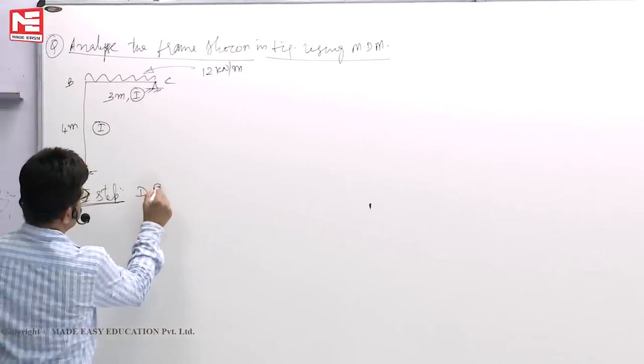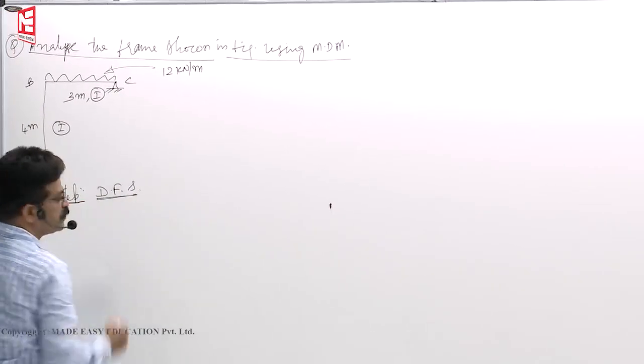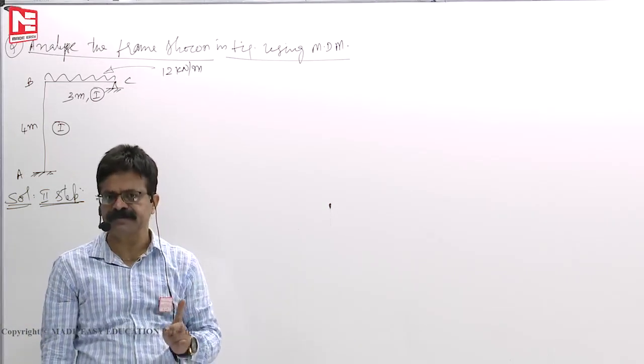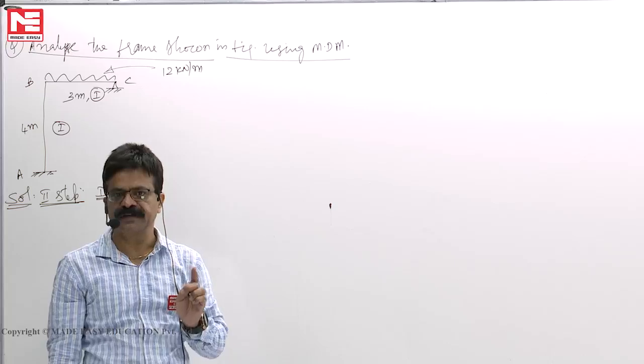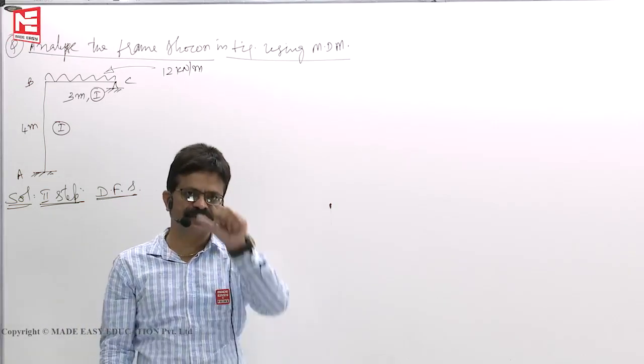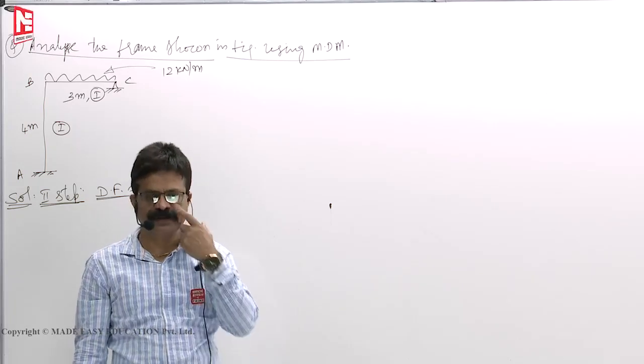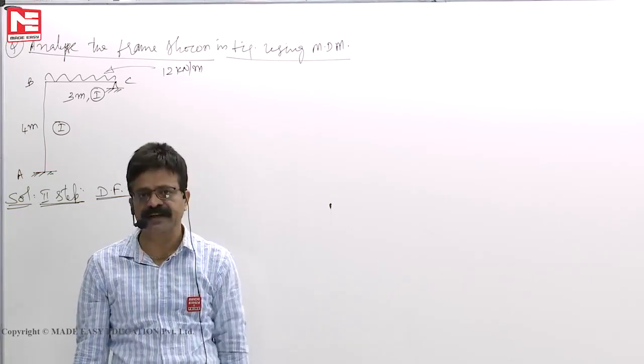What is that second step? Distribution factors. Distribution factors, I told you, at a joint if only one member is meeting, its distribution factor is 1, because there are no other members. Once you fix it and release it, only one member will take the moment. Other member, if it is a pin, it cannot take.